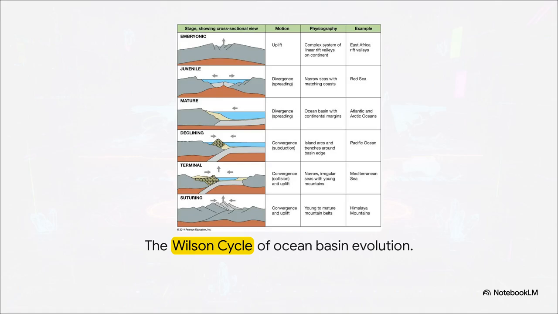But eventually, the cycle flips. Subduction kicks in at the edges, which is the declining stage. This is what's happening to the shrinking Pacific Ocean right now. As the continents close in, you get a terminal narrow sea, like the Mediterranean. And finally, the ocean closes completely in the suturing stage. The continents smash together and push up massive young mountain belts, just like the Himalayas. So oceans are literally born, they live out a lifespan, and then they die.